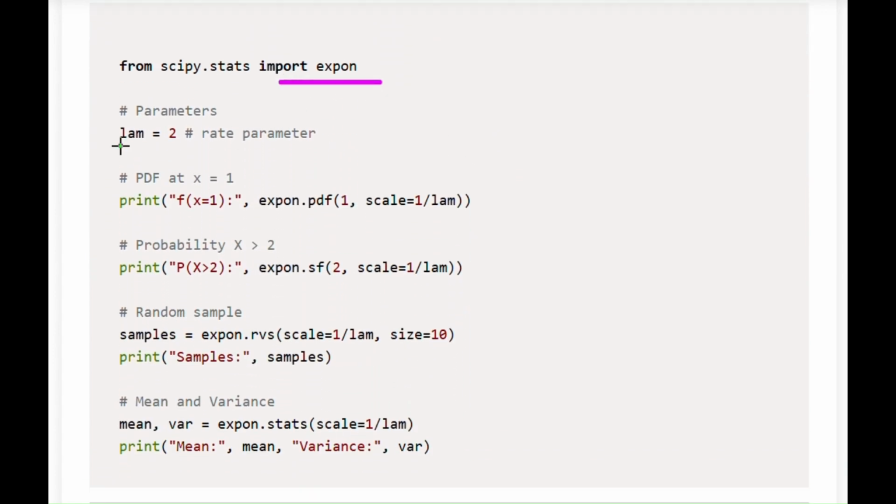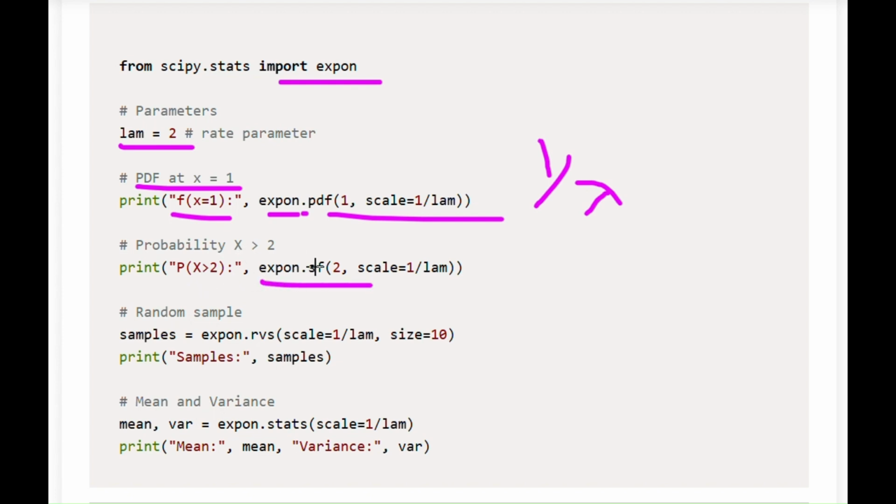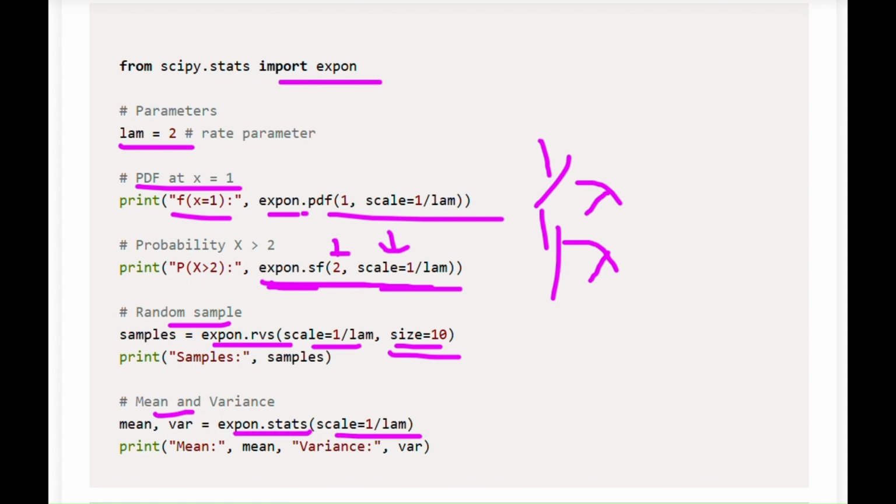Import the package expon, set parameter lambda, pdf at x equal to 1, exponential.pdf. The parameter here is scale, which is 1 over lambda. That's an important thing to note. Probability that x is greater than 2 is given by this function expon.sf, 2 and second parameter is scale. Randomly sample points with rvs, parameter scale, and size. Note that we are not passing lambda as is, we are passing scale, which is 1 over lambda here. Mean and variance are given by expon.stats, again scale is 1 over lambda.